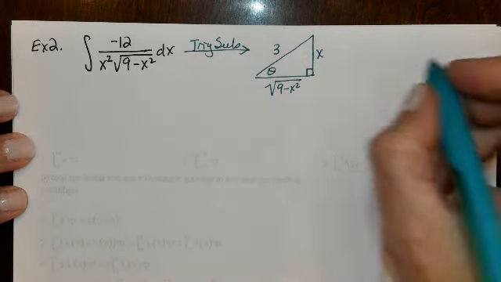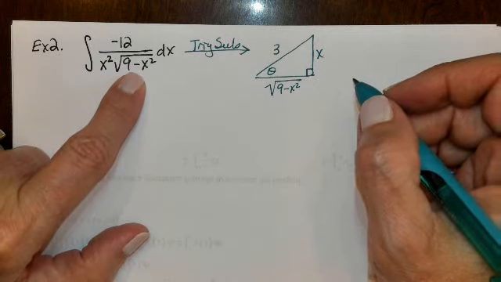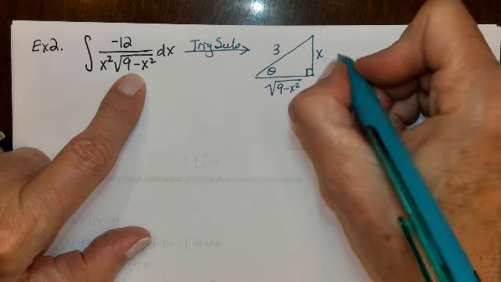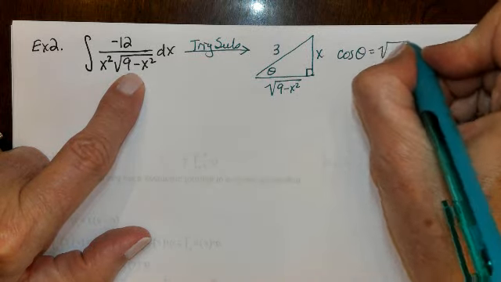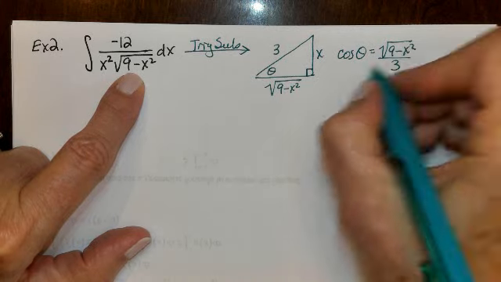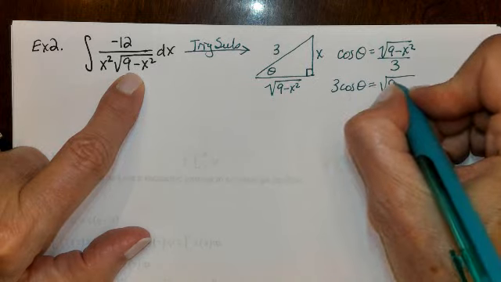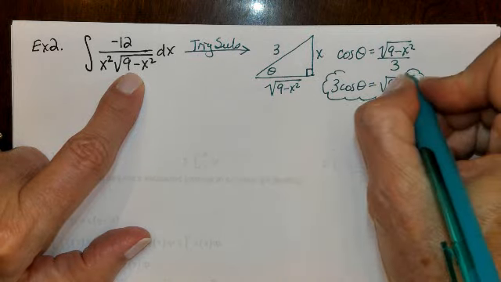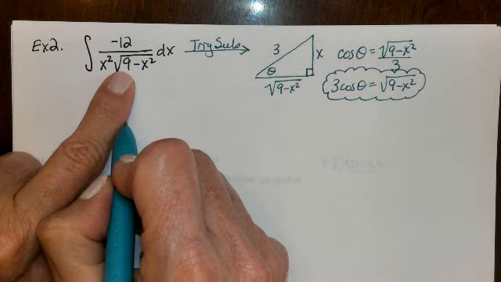First of all, we're trying to get something to substitute in place of the square root. So I'm going to involve the square root and the 3. That's going to be cosine. Cosine theta is the square root of 9 minus x squared over 3. So 3 cosine theta is the square root of 9 minus x squared. So I found what I can substitute in for the square root of 9 minus x squared.